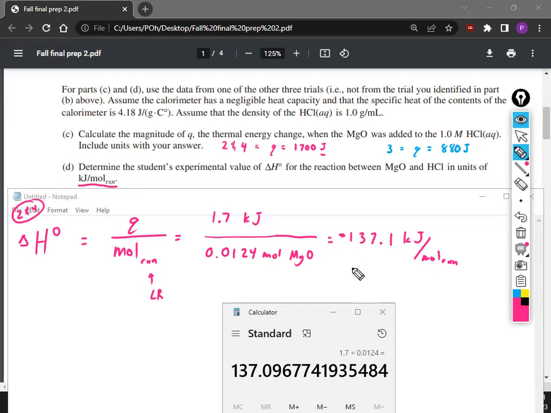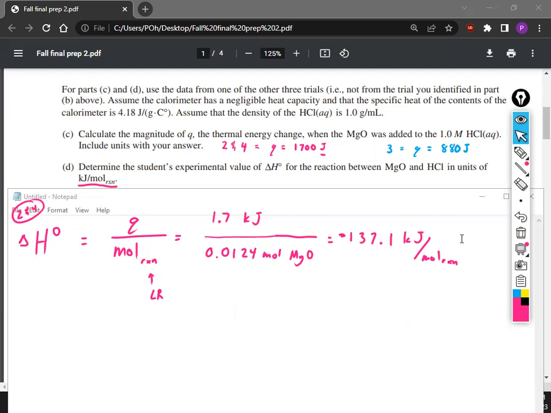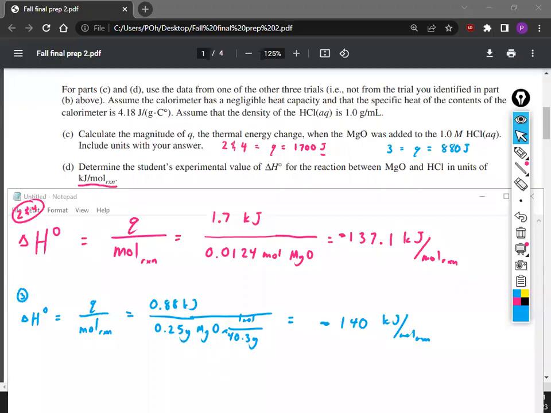Okay, so I want you guys to do the same thing, but I want you to do it for trial 3. Do it for trial 3, and compare the answers. Try it for trial 3, and then we'll go over together and talk about why you get the answer you get. Okay, 137 versus 140, 146.